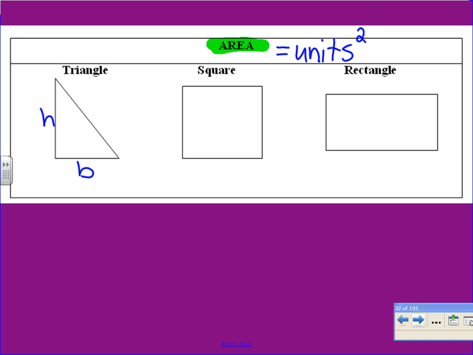So Zach, how do we find area of a triangle? Do you know? Good. So there's 2 ways to write this. Area is equal to 1/2 base times height, or what's the other way we could write that? Adam, what's the other way? Good. Base times height divided by 2.